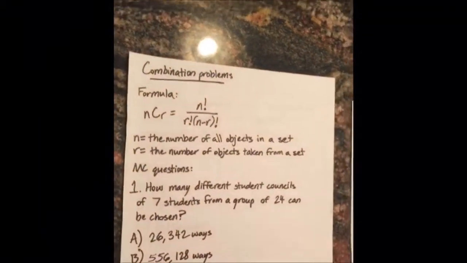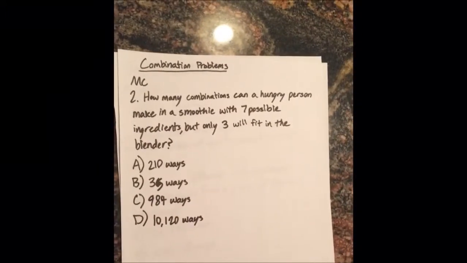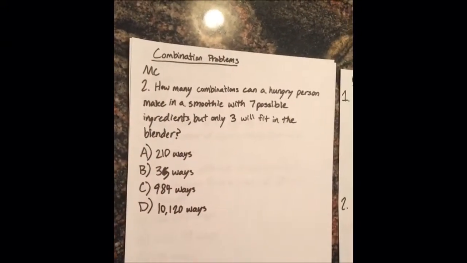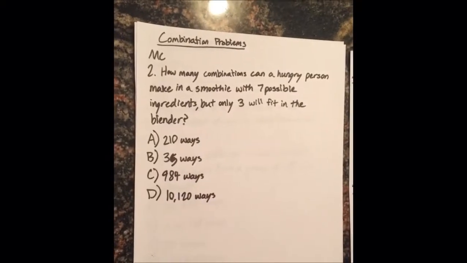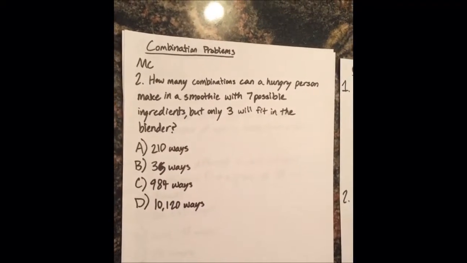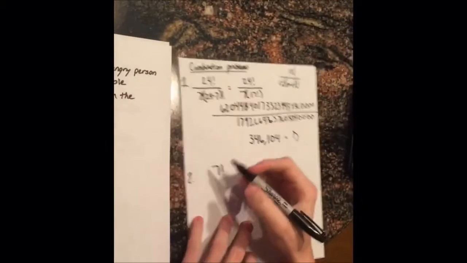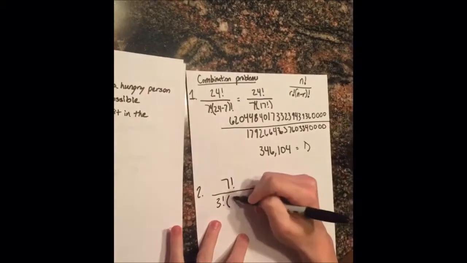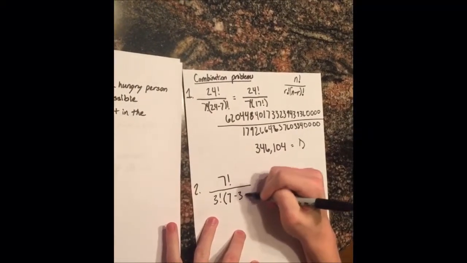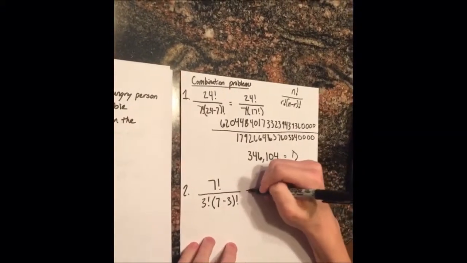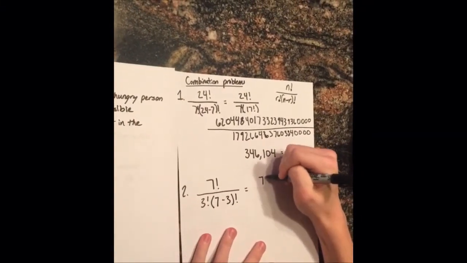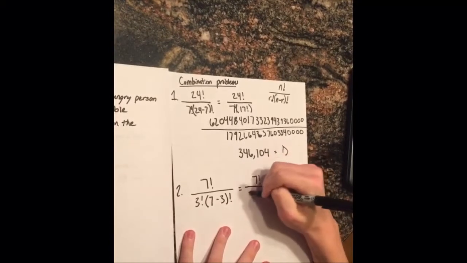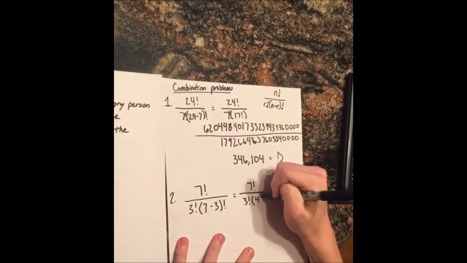Alright, combinations problem number 2. How many combinations can a hungry person make in a smoothie with 7 possible ingredients but only 3 in a blender? So again, our total number is 7 with 3 ingredients multiplied by 7 minus 3. When we simplify this down, 7 factorial divided by 3 factorial times 4 factorial.